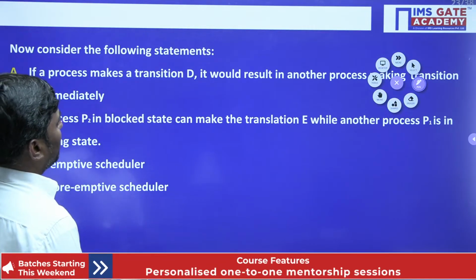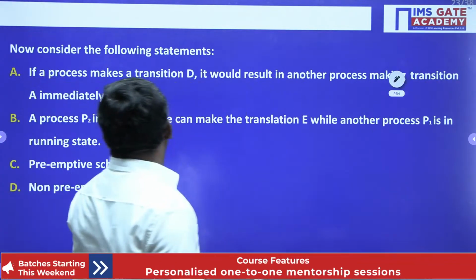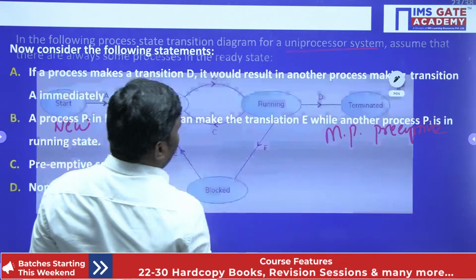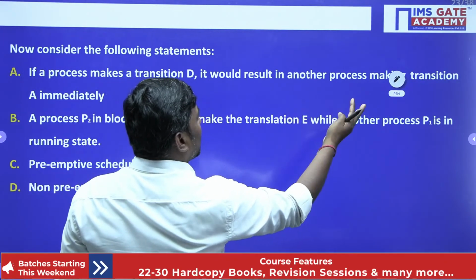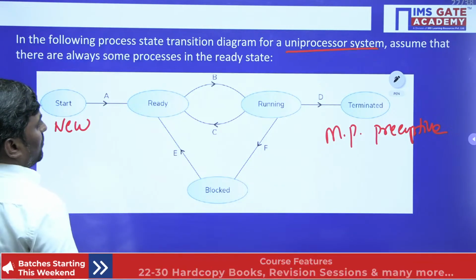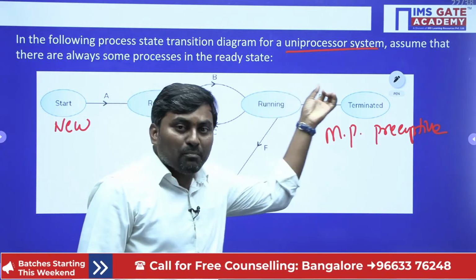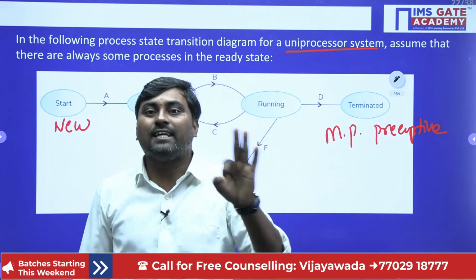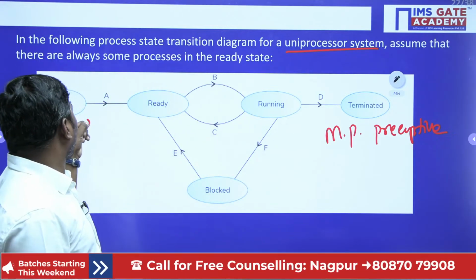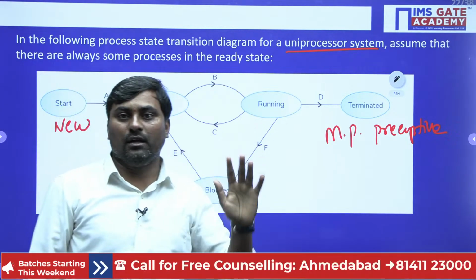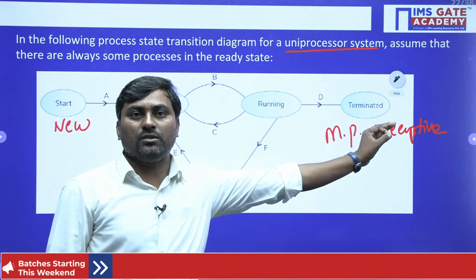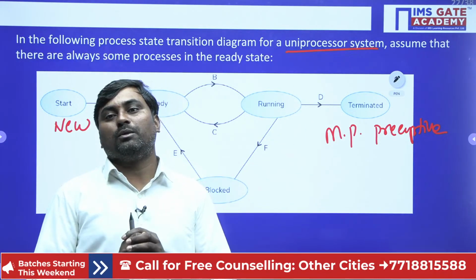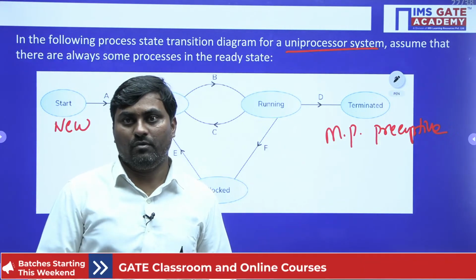Now consider the following statements. If a process makes a transition D, meaning terminating, it would result in another process making a transition A immediately. So what does it mean? Whenever the running process is terminated, whenever its execution is completed, it would result in scheduling another process, taking transition A immediately. It is saying that the moment you terminate a process, immediately you have to load another process into main memory. It is not a necessary condition, please. Immediately may not happen. Are you getting my point?